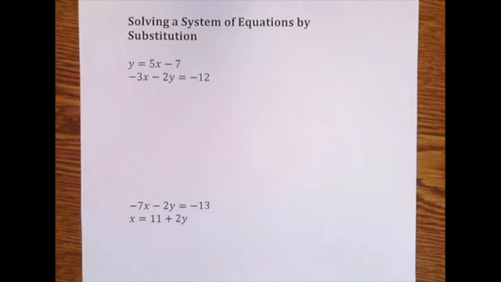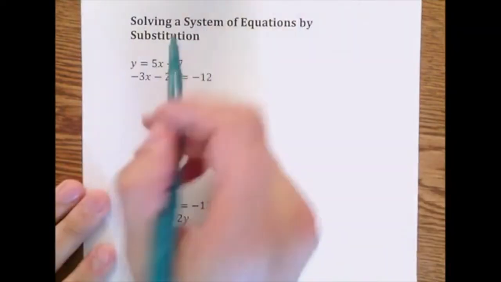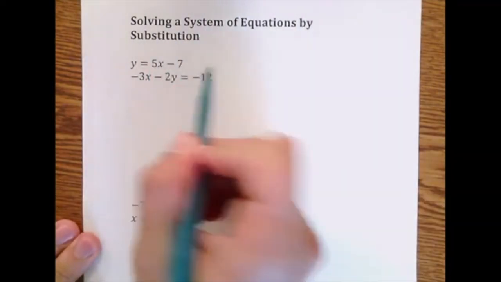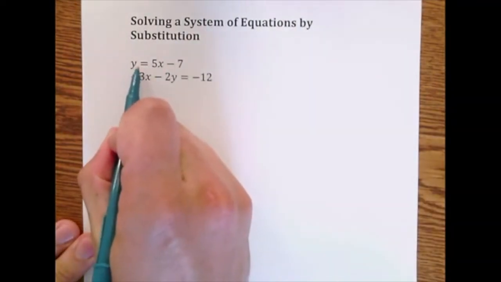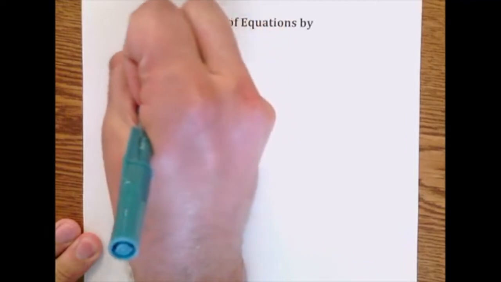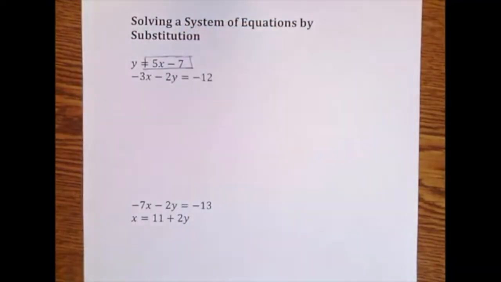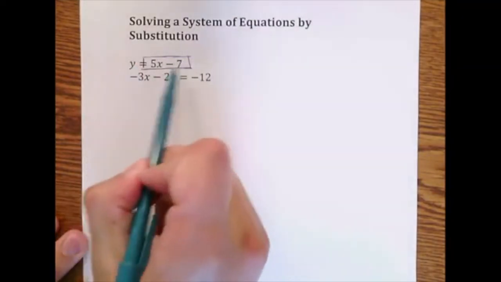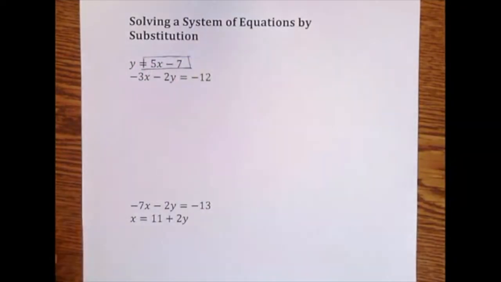So for our first problem, we have y equals 5x minus 7, and we have negative 3x minus 2y equals negative 12. So what I'm going to do is solve this one by substitution. When I see y equals 5x minus 7, I see the y is all by itself. So anytime I see y, I can substitute or plug in that 5x minus 7. So anytime I see y, let's replace it with 5x minus 7.